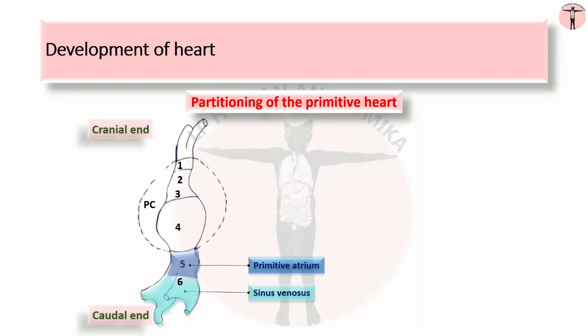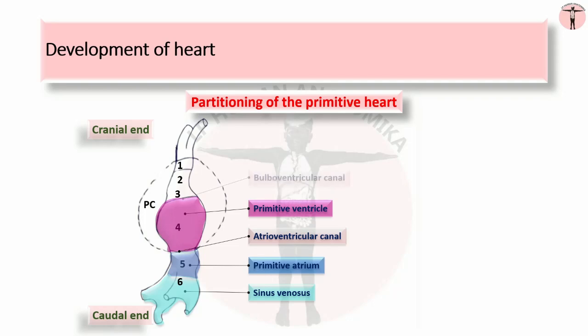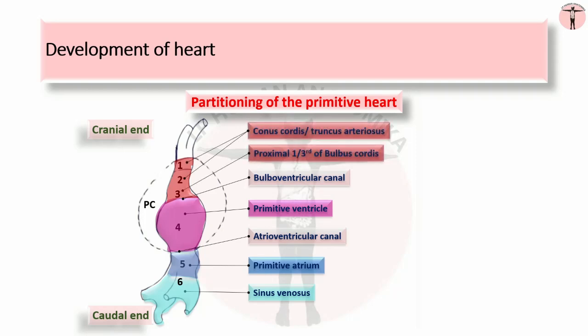Now that we have completed the development of sinus venosus and its tributaries and the development of the right and left atria, which is the venous end of the heart, we will now focus on the development of the arterial end of the heart. It includes the development of the atrioventricular orifice or canal, primitive ventricle, bulboventricular canal, bulbus cordis, dividing into three parts: proximal 1/3 of bulbus cordis, conus cordis, and truncus arteriosus.